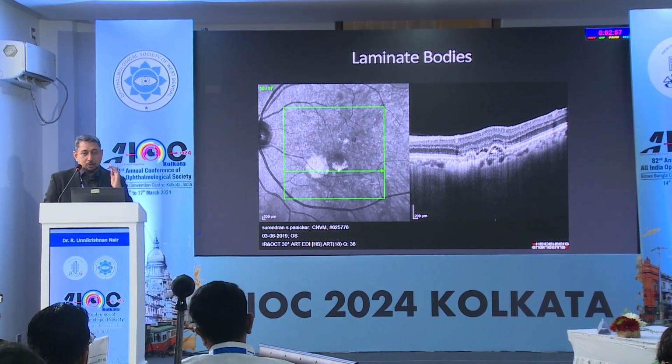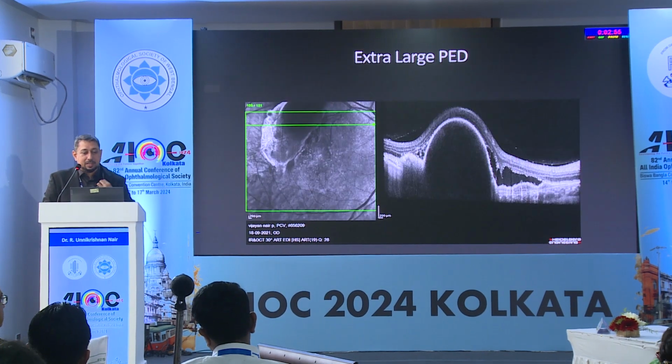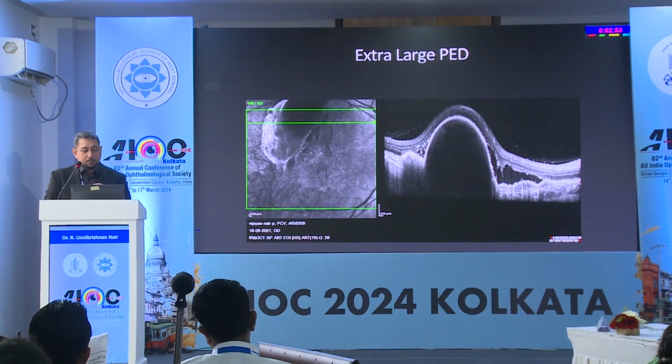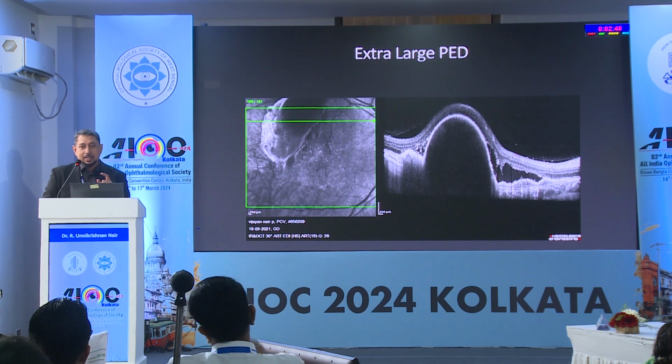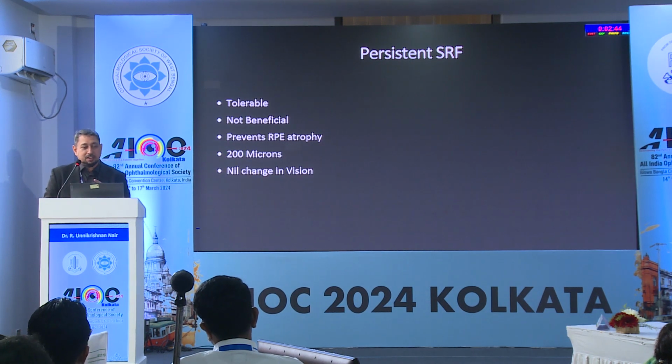You can tend to be a little less aggressive with your anti-VEGF. This is one example where you have to be less aggressive, because you might cause a severe RIP if you are highly aggressive. Persistent SRF: there is nothing called happy fluid or beneficial fluid. There is only tolerable fluid. How much can you tolerate?